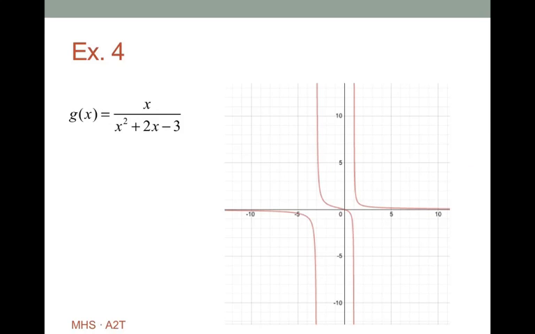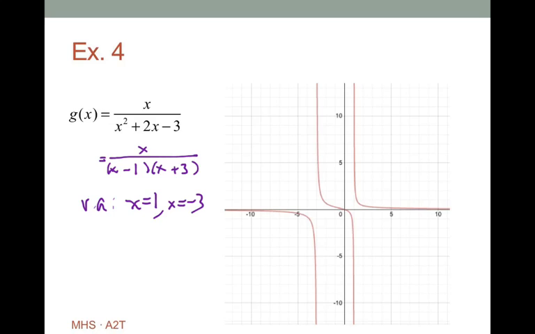All right, this one, take a look. x over x squared plus 2x minus 3. Let's go ahead and factor the denominator and see if we can find some vertical asymptotes. I'm going to get them at 1 and negative 3. So I plot one asymptote at 1 and one at negative 3.